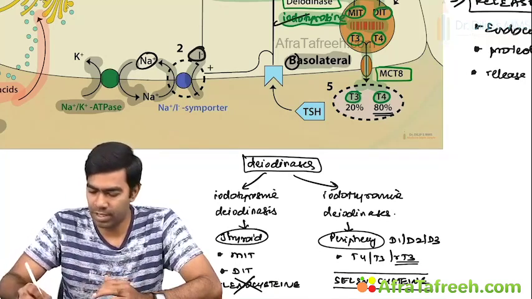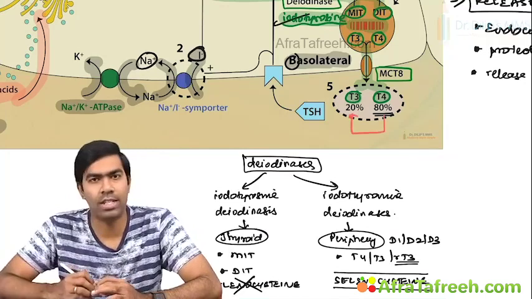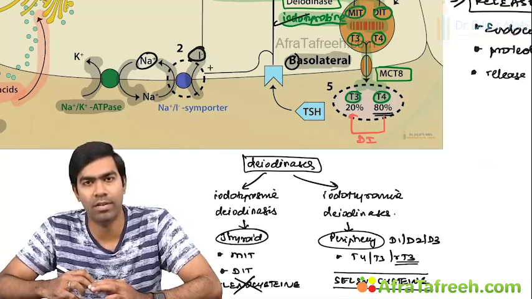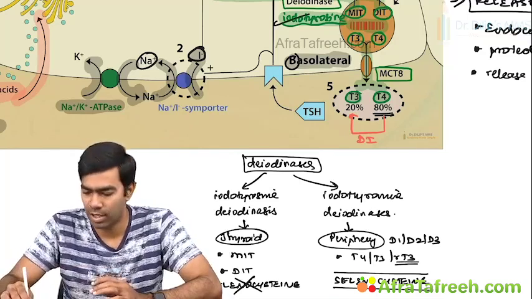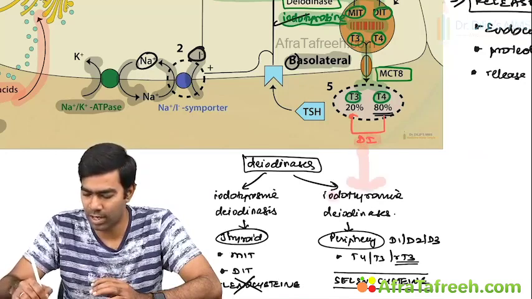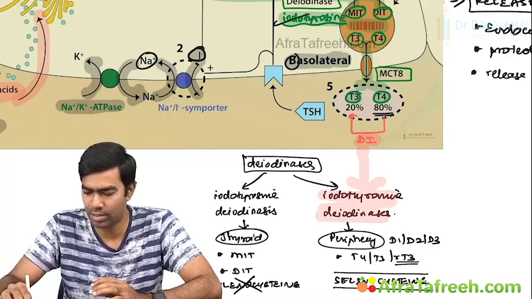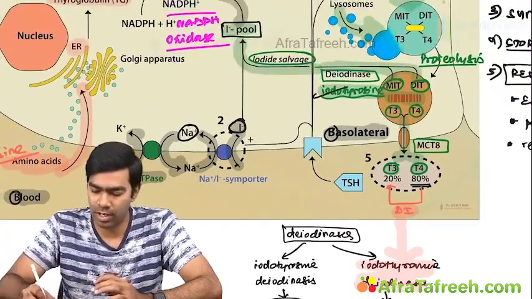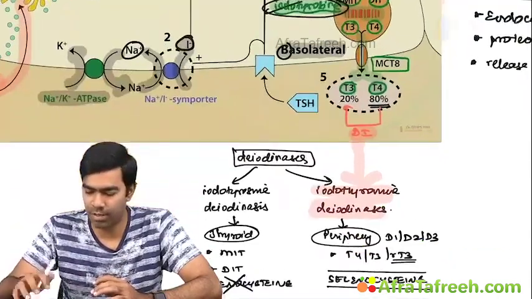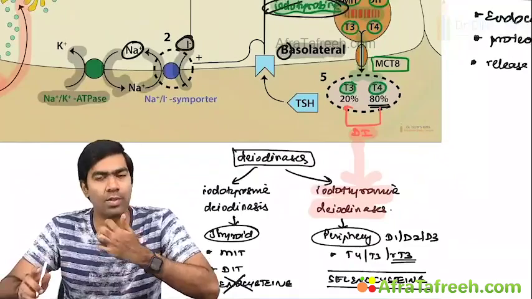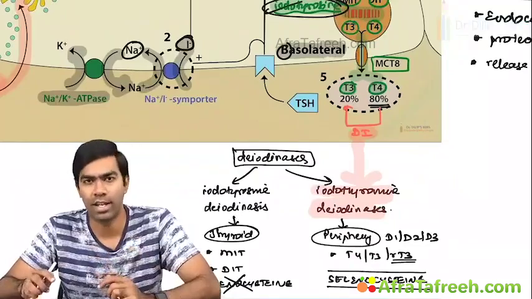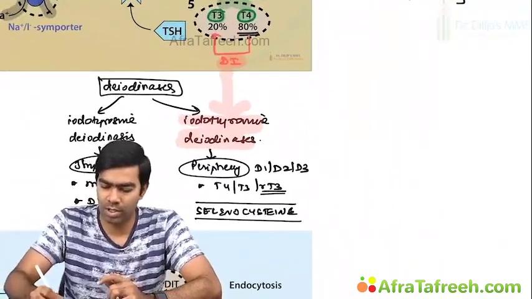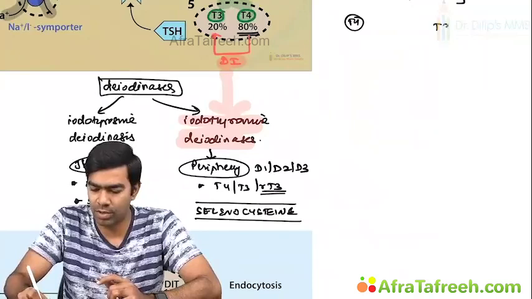But in the periphery, this T4 is going to get converted to T3 inside the cell by this dehydrogenase only. If they ask you which dehydrogenases in the periphery convert T4 to T3, you have to surely tell them it is iodothyronine dehydrogenases. Clear? That's why I told you this point. Inside the thyroid, iodotyrosine dehydrogenases. In the periphery, for peripheral conversion of T4 to T3, you need iodothyronine dehydrogenases. Clear?